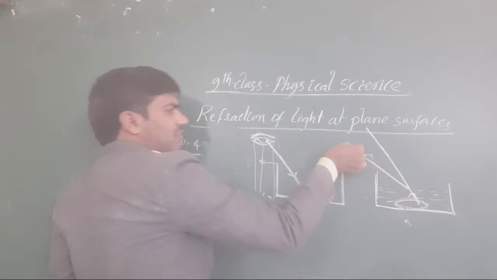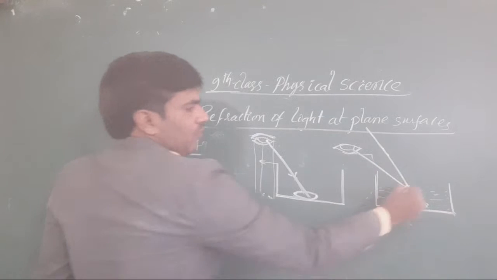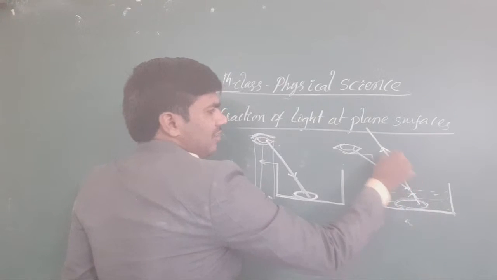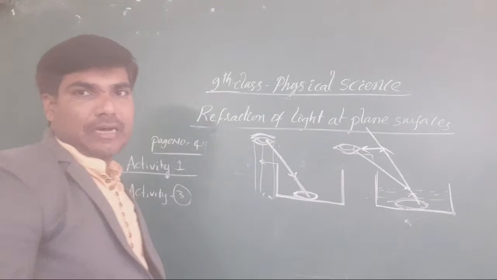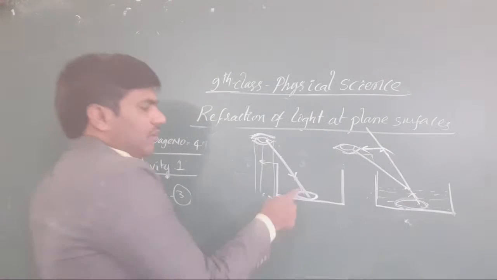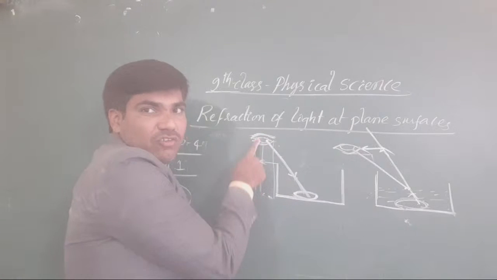But afterwards, which path is selected? This path. Why? Because it travels in this direction, and again it wants to reach our eye. Then that is the path. Got it or not? There is no problem. It is only the shortest one.